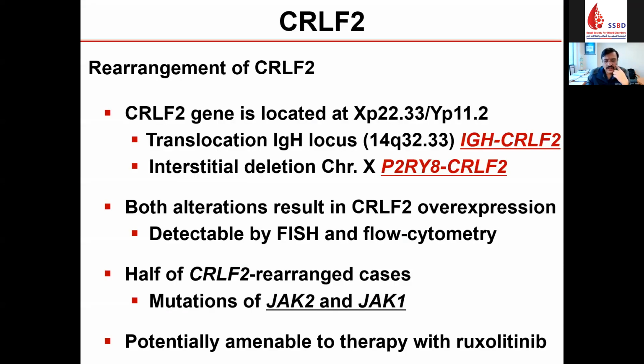So an important aspect is, what is CRLF2? Because if you're thinking about PH-like ALL, this is a terminology you will see quite often. CRLF2 is a cytokine receptor gene, which is located on chromosome X, or chromosome Y for men. In patients who have this rearrangement, there is a translocation which can happen from the chromosome 14 IGH locus to CRLF2, or there could be a small deletion within chromosome X leading to the P2RY8-CRLF2 fusion. So there are two different genetic abnormality fusions occurring in these patients, and both lead to overexpression of CRLF2 on the surface, which can be detected by flow cytometry. That's what we do at MD Anderson, or you can do a FISH for CRLF2 and figure out if it is rearranged.